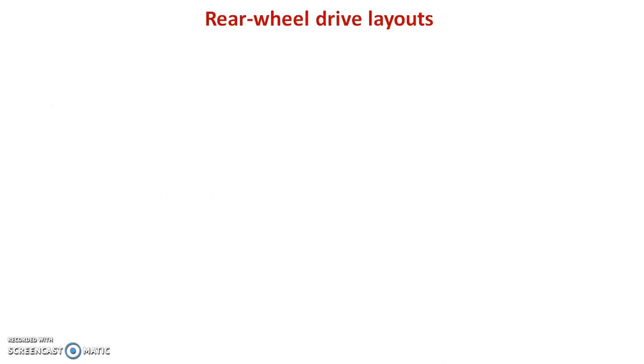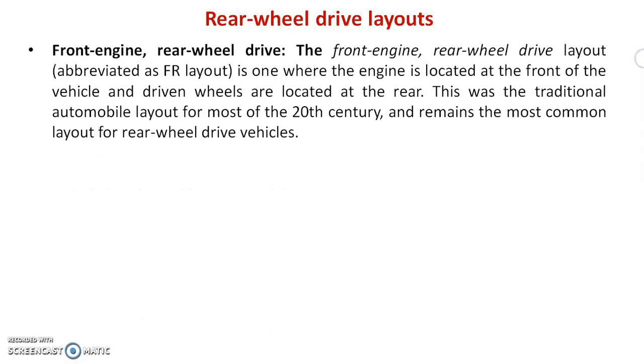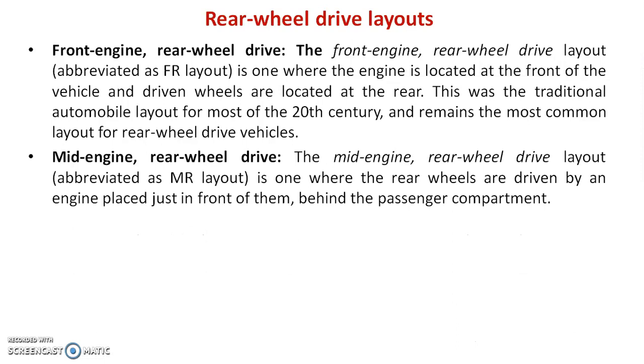Similarly, rear wheel drives, let us see. Front engine rear wheel drive. The front engine rear wheel drive, which is abbreviated as FR layout, is one where the engine is located at the front of the vehicle and driven wheels are located at the rear. This was the traditional automobile layout for most of the 20th century and remains the most common layout for rear wheel drive vehicles. Mid-engine rear wheel drive. The mid-engine rear wheel drive layout, abbreviated as MR layout, is one where the rear wheels are driven by an engine placed just in front of them behind the passenger compartment.